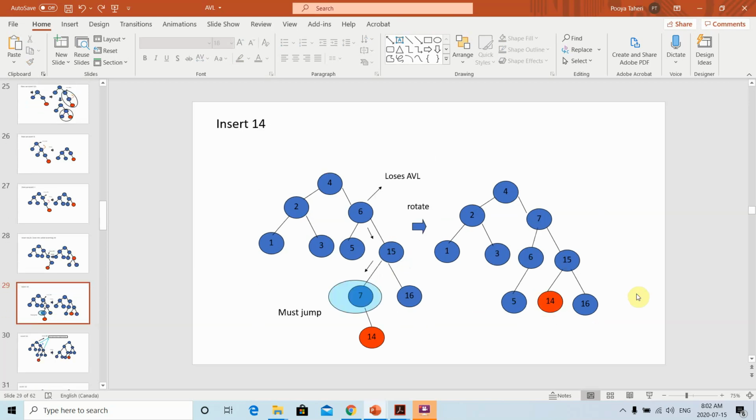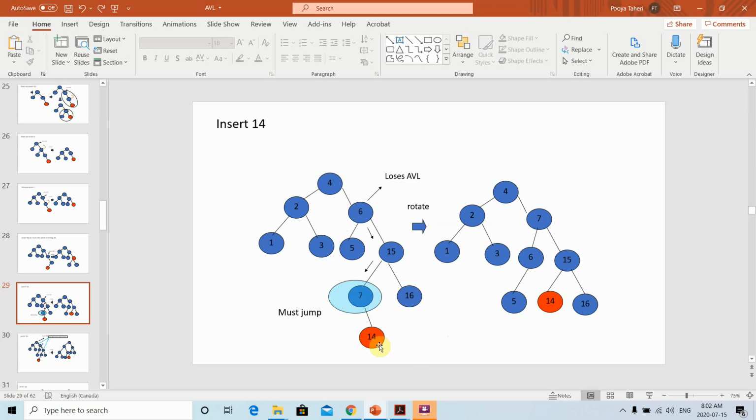So this is what we have here. Okay, now let's insert 14. 14 is greater than 4, greater than 6, smaller than 15, greater than 7. So it goes on the right side of 7. Okay, now let's again calculate the balance factor starting from the newly inserted node, all the way up to the root.